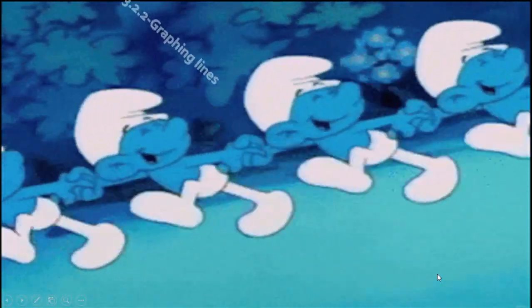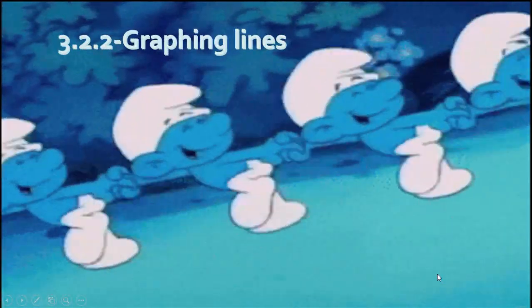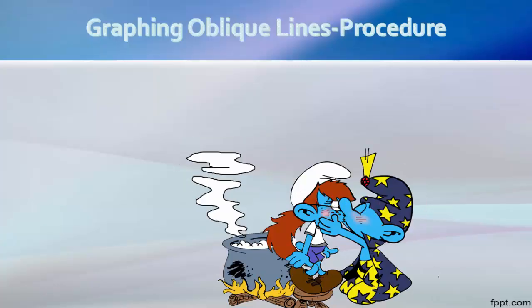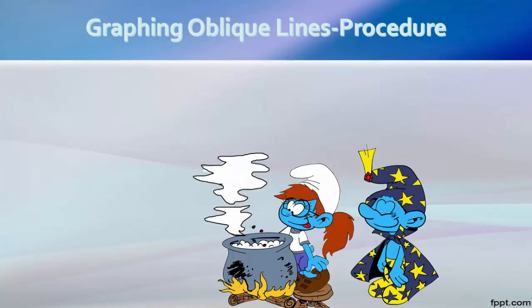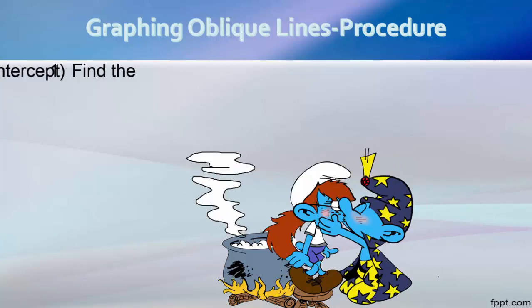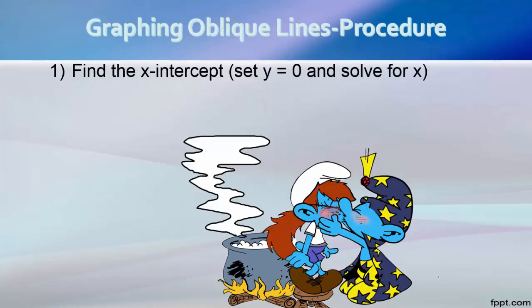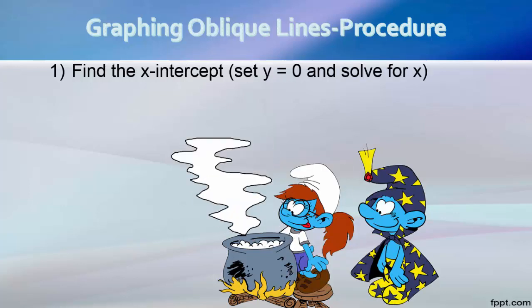Hello, welcome to chapter 3.2 part 2, graphing lines. Graphing oblique lines, and this is our procedure for doing this. We're going to find the x-intercept, meaning set y equal to 0 and solve for x.